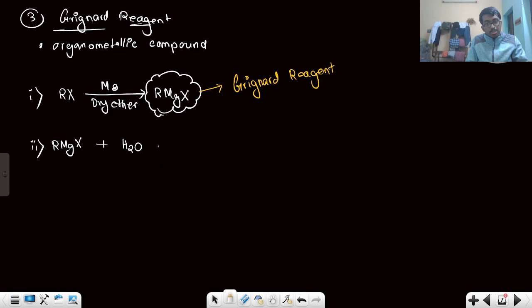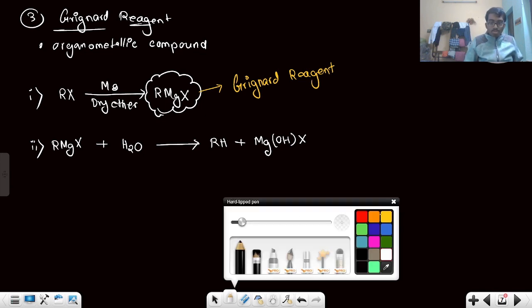So RMgX plus H2O forms RH plus Mg(OH)X, and this is the required alkane. So required alkane we have got. Clear? So RMgX, when you are reacting it with water, you are getting RH plus Mg(OH)X, and that is the required product. Now let us come to examples.